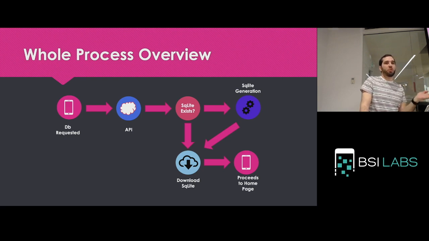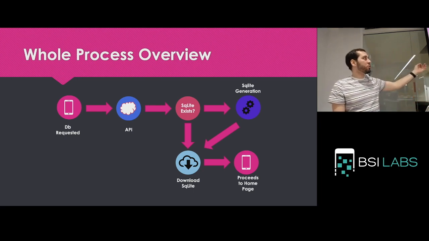You request that information from a few certain endpoints that handle that entity. Instead of doing that, fetching lists of data from many different actions or controllers, endpoints in your backend, we actually request the database itself. So the app will request the database from an API.